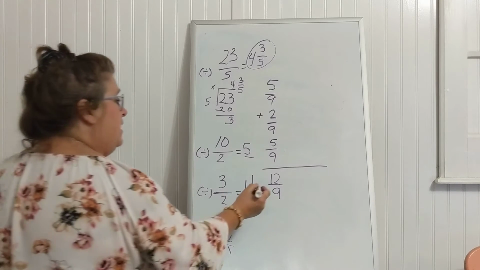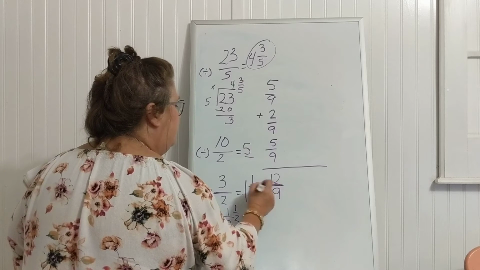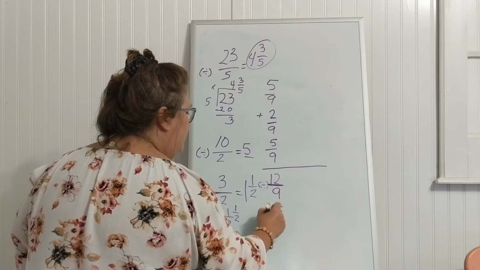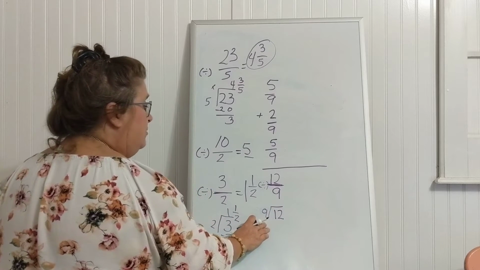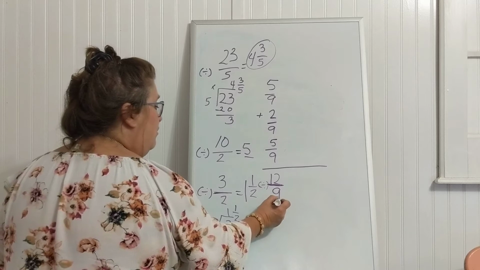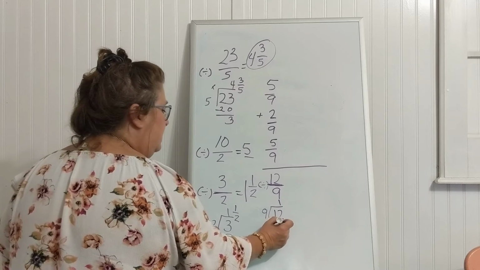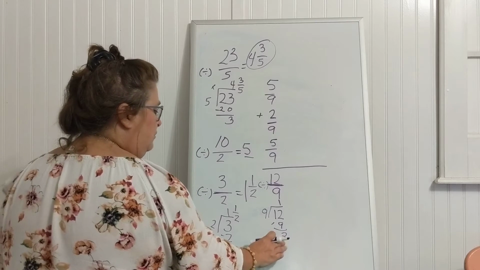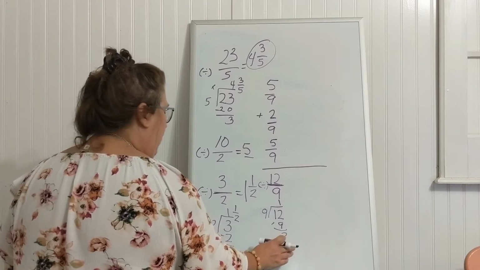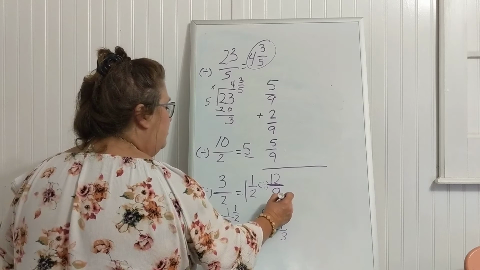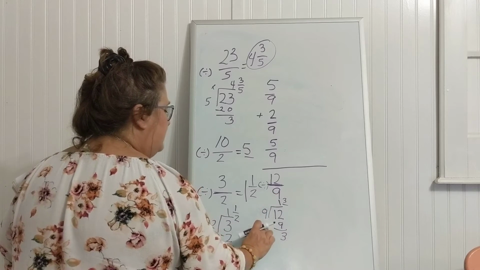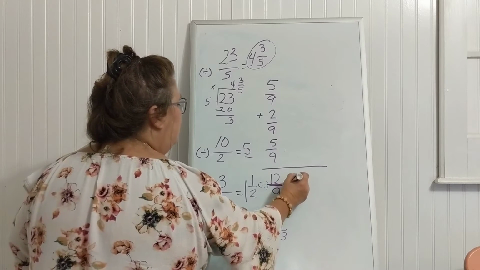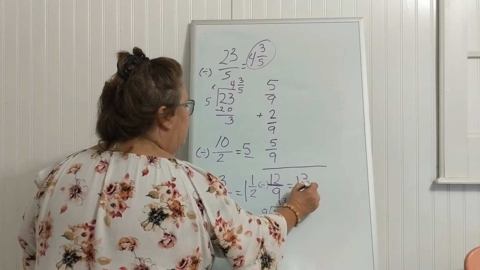Cannot be. Remember that fraction bar means what? What does it mean? Divide. So we're going to say 12 divided by 9. How many times will 9 go into 12? 9 will go into 12 one time. 1 times 9 is 9. 12 minus 9 is 3. Our remainder becomes our numerator, 3, and our divisor becomes our denominator. So 12/9 equals 1 and 3/9.